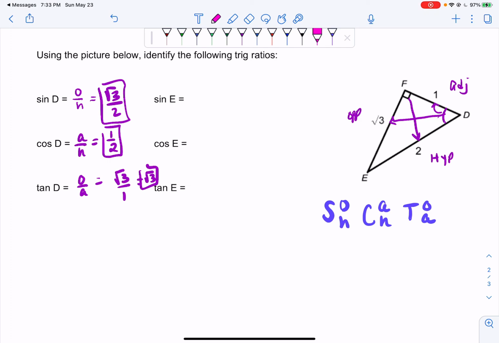Now we're going to do E as our reference angle. So what I'm going to do is erase my image basically because we're changing it up a little. And E is our reference angle.